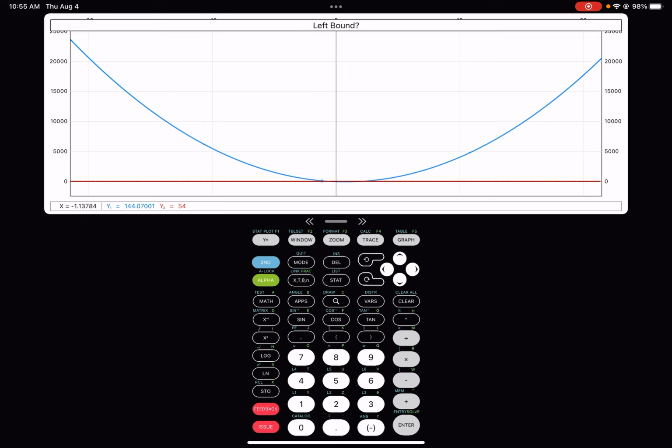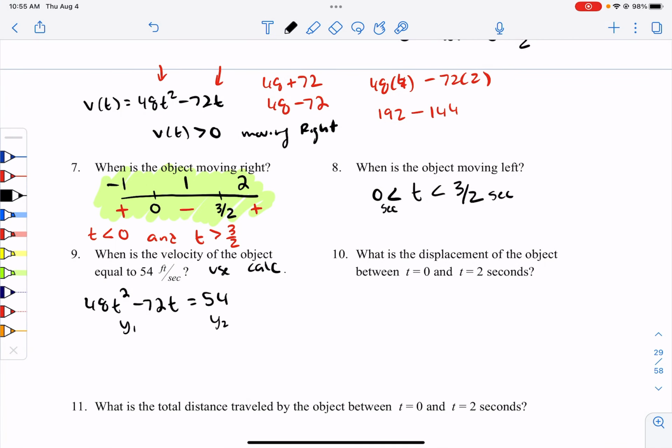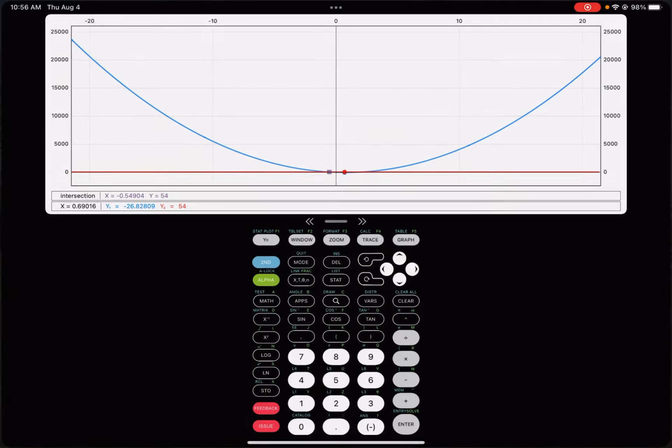So I'm going to go over here, I hit enter, and then I'm going to go over here to the right and hit enter. So my intersection, it says, is at x equals negative 5.49. X equals negative 5.49 is one of them. So let's write that down. X is time, right? When t equals negative 0.549.